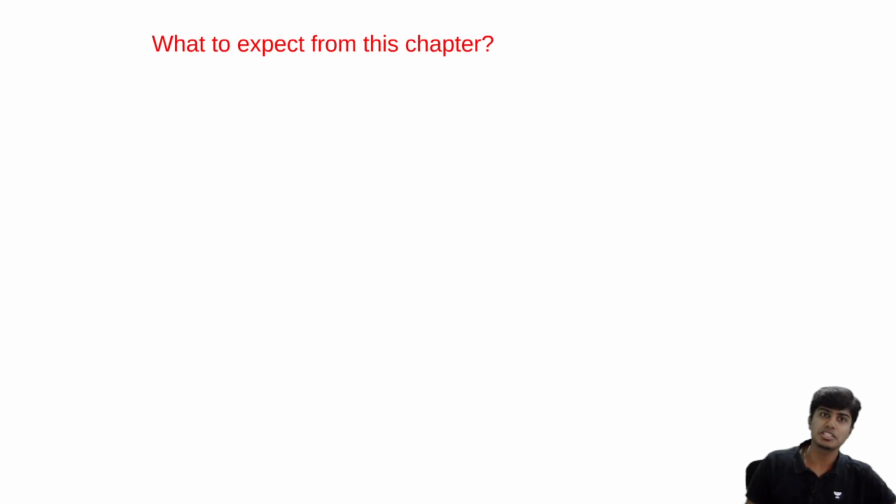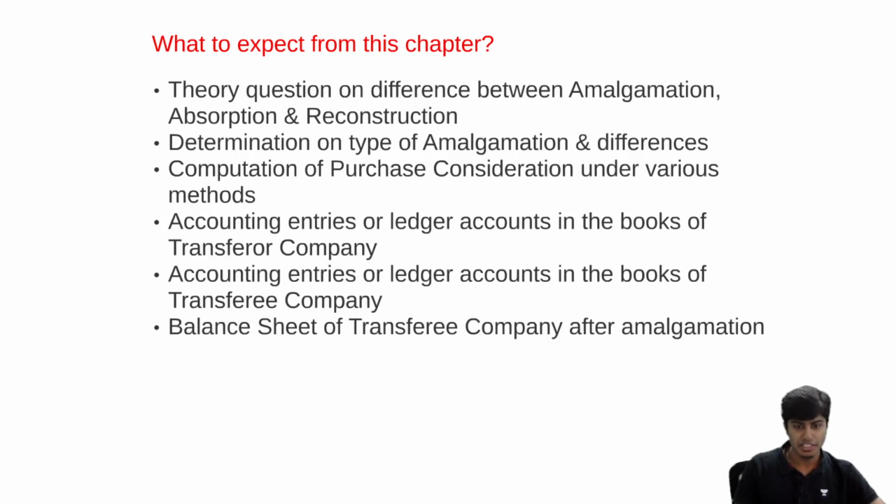So what to expect from this chapter? You can expect questions on identifying various types of amalgamation, difference between amalgamation, absorption and reconstruction, types of amalgamation and difference, and how do we decide which type of amalgamation is it, how to compute purchase consideration, how to account for transactions in the books of transferor, in the books of transferee, and also how to prepare balance sheet in the books of transferee after such amalgamation. All of that is what you can expect from this chapter to be questioned.